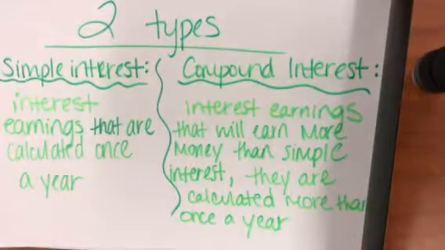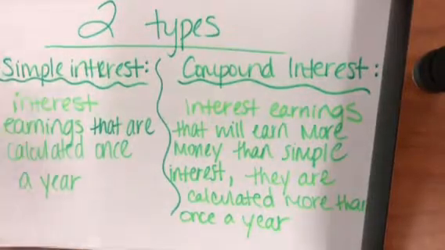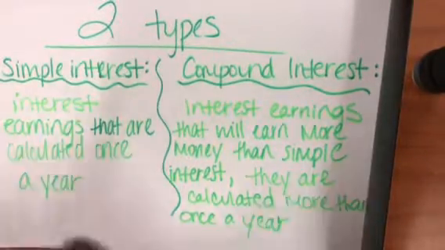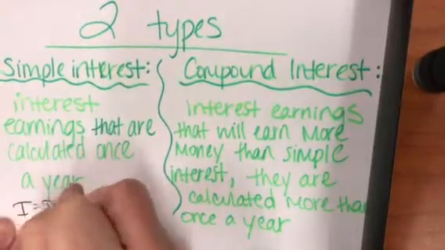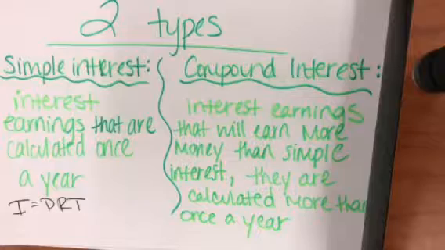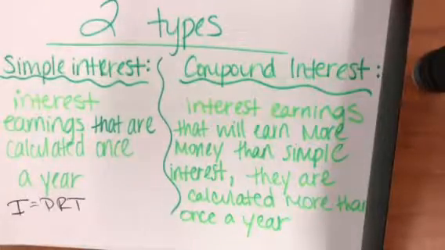Okay. There are two types of interest. We've got simple interest, which is, it's simple. It's interest earnings that are calculated once a year. Do you want to write the formula down too? So this is I equals PRT. We'll make another page that's got what everything means. So just know I equals PRT.